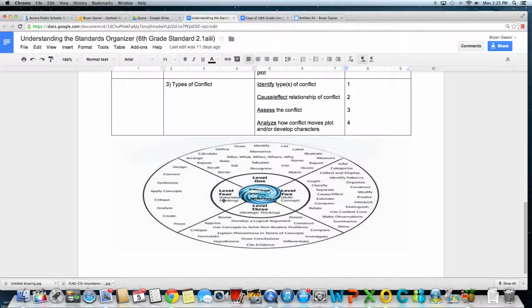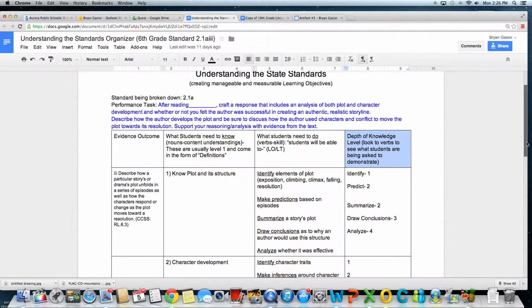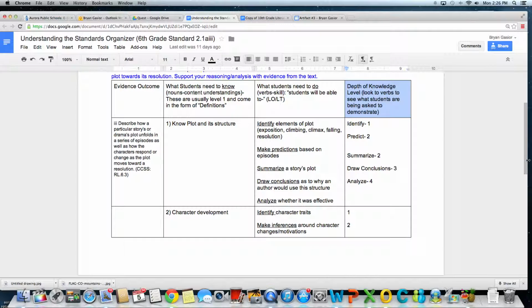So primarily we want to push our students through level ones and twos into our level threes and fours, which are those more cognitively demanding verbs and skills that students need to do. So to walk you quickly through what this looks like is, once again, we take our evidence outcome over here and we break it down.